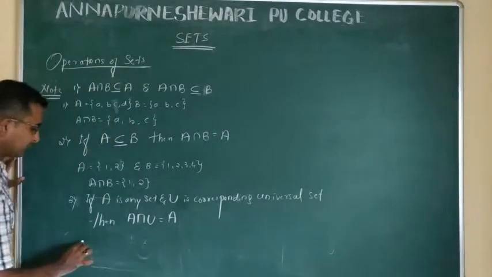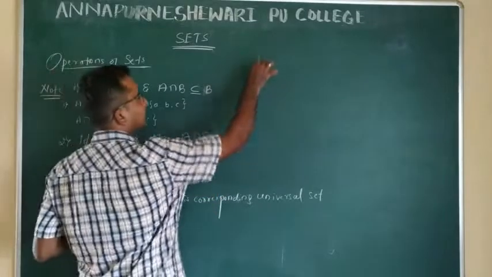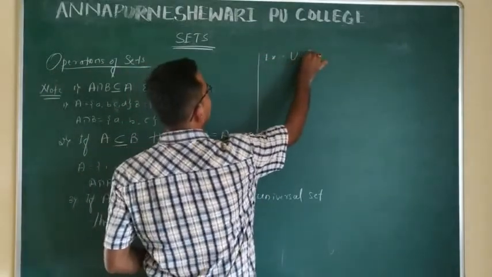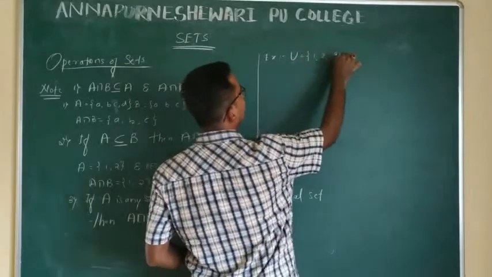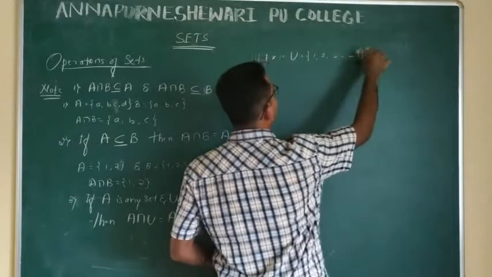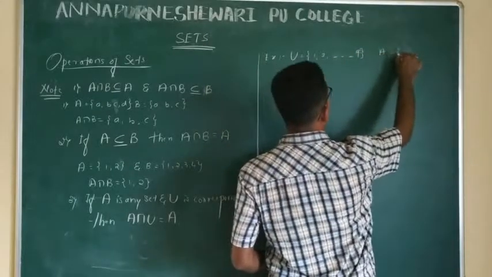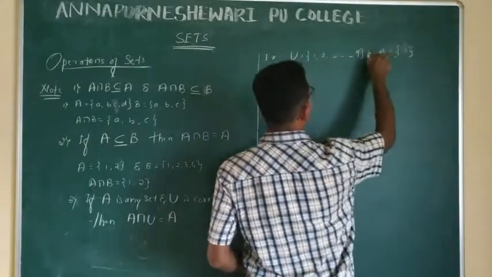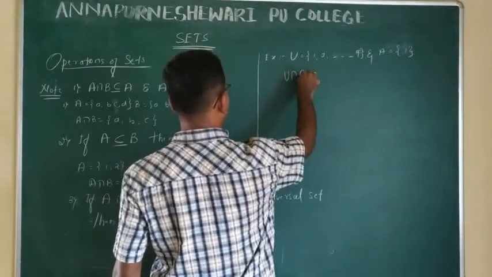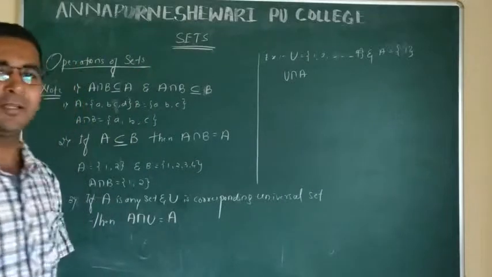A intersection U is again A. For example, if U is 1 to 9, and set A is equal to, I will take only element 1, then what is U intersection A? U intersection A is equal to A intersection U, even as A union B is nothing but B union A.